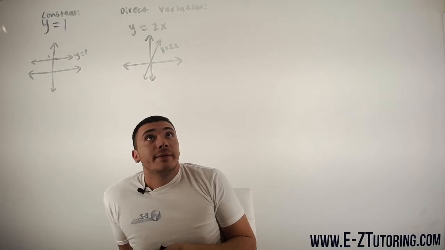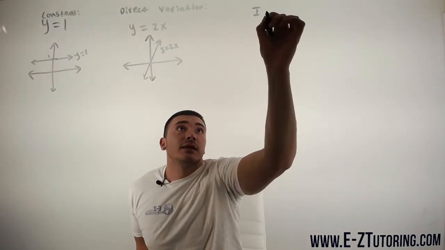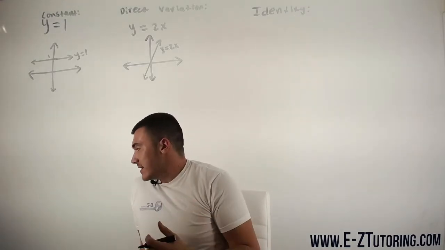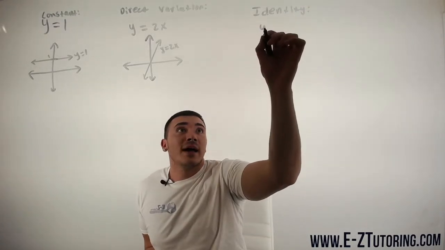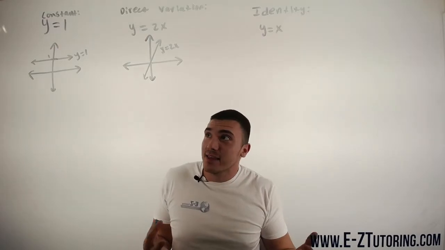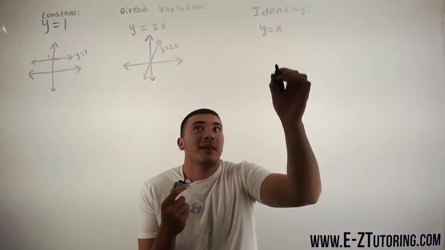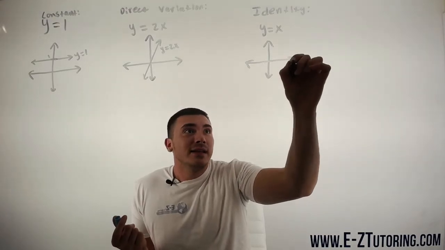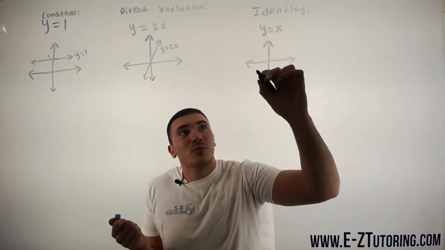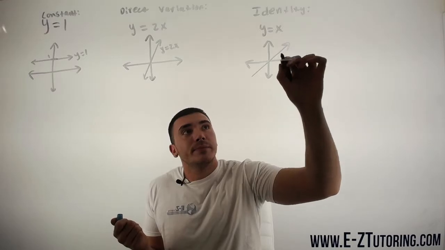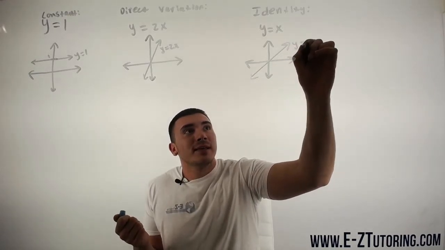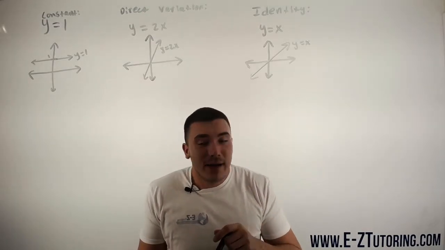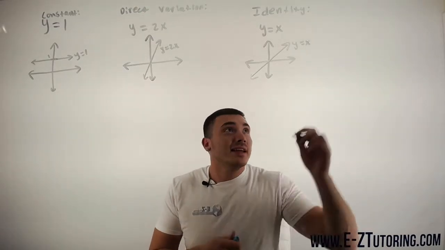Okay, and then next we will have the identity function. The identity function is where y is simply equal to x. They are the same exact thing. So in this case, we will have another linear graph, but with a slope of 1. Y equals x.